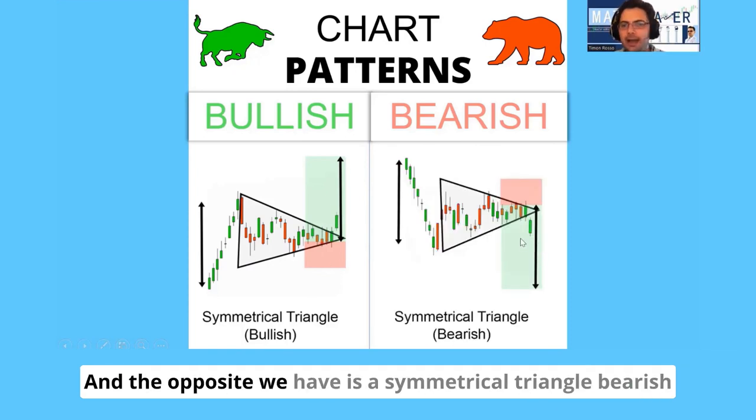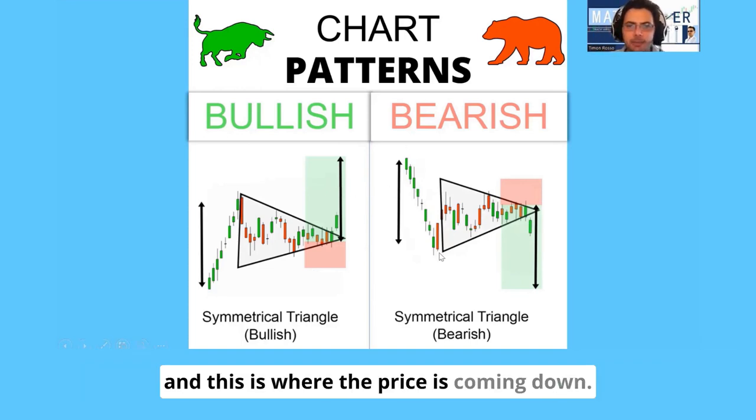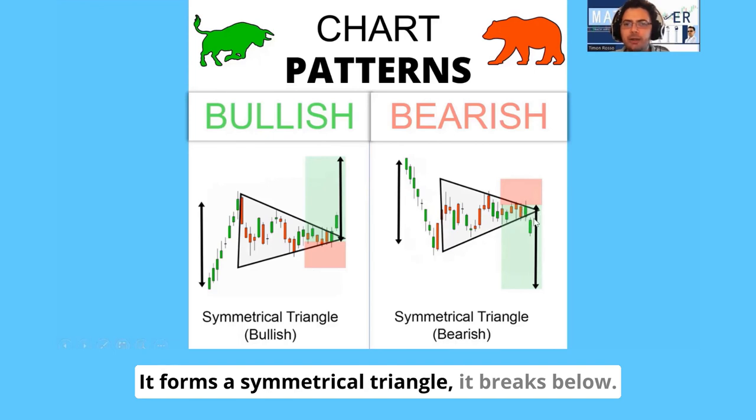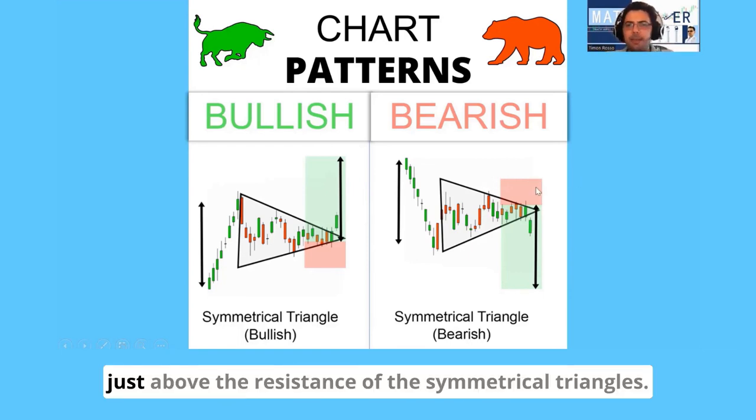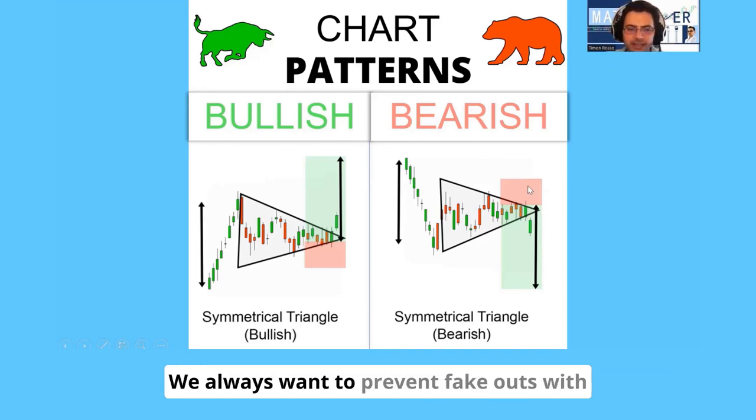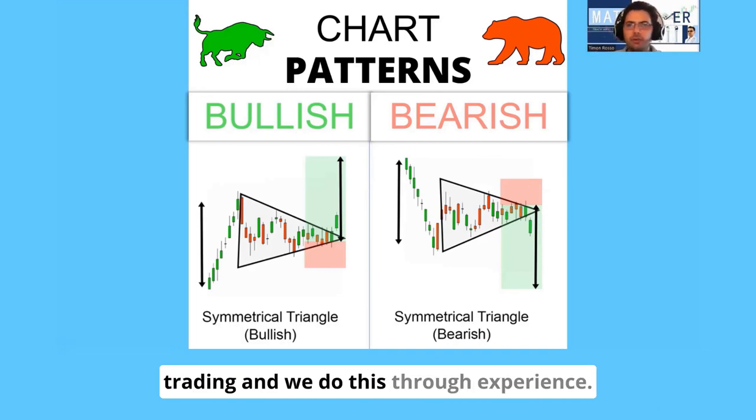And the opposite we have is a symmetrical triangle bearish. And this is where the price is coming down. It forms a symmetrical triangle. It breaks below. You set your take profit twice as much as what you're willing to risk. So I like to set my stop loss just above the resistance of the symmetrical triangles. We always want to prevent fake outs with trading, and we do this through experience.